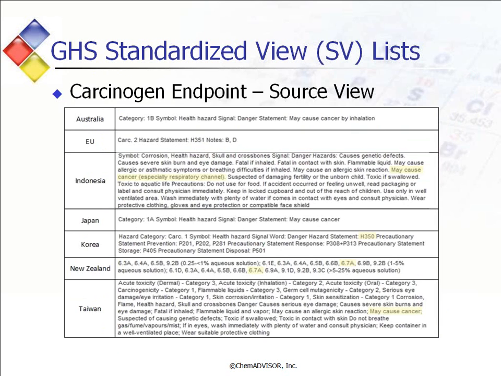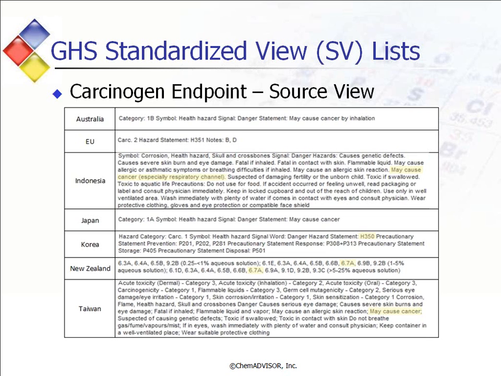Looking at all of the different source lists for the carcinogen endpoint, for Australia, they publish the category, the symbol, the signal word, and the statement. And for Australia, they include by inhalation as the route of exposure. EU published everything in code. We have CARC category 2. The hazard statement is H351. And then EU has the notes that apply for this endpoint. In this case, it's notes B and D.